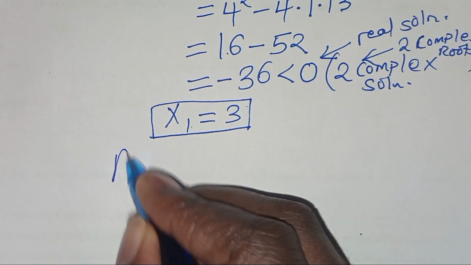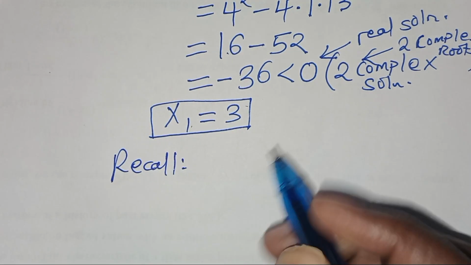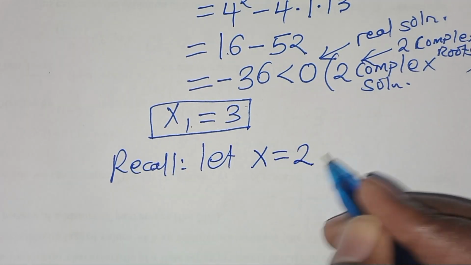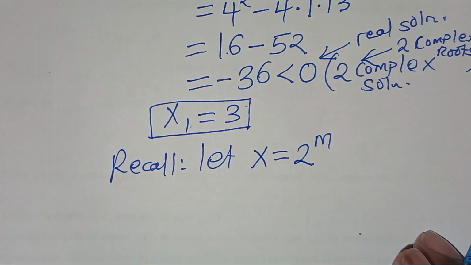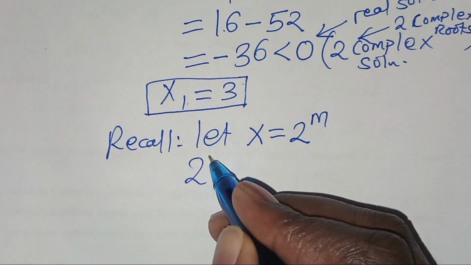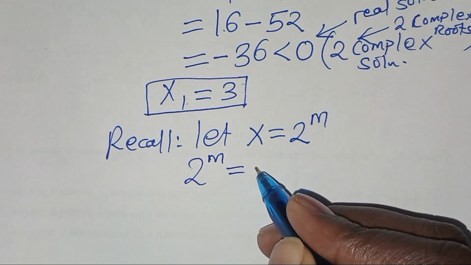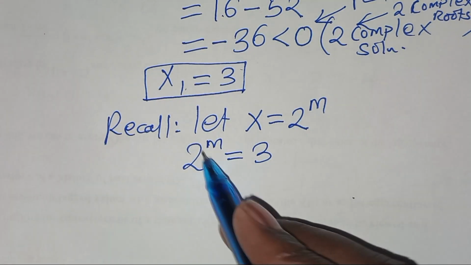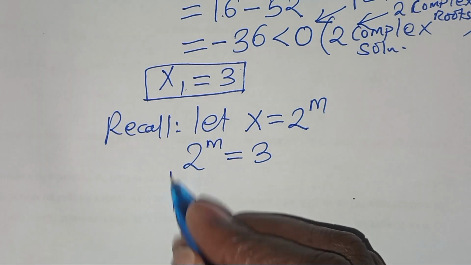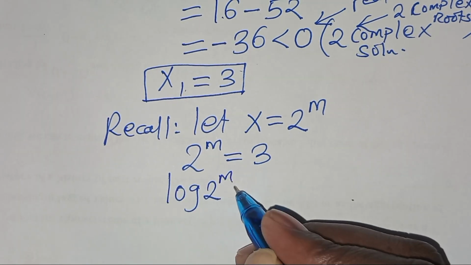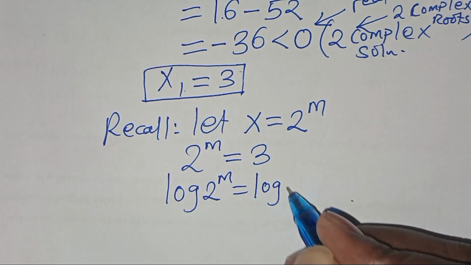Now, if you recall here, we are saying that let x be equal to 2 to power m. So let's substitute here. So 2 to power m is the same thing as 3. To solve for the value of m, we introduce logarithm on both sides. So here we'll have log 2 to power m equal to log 3.